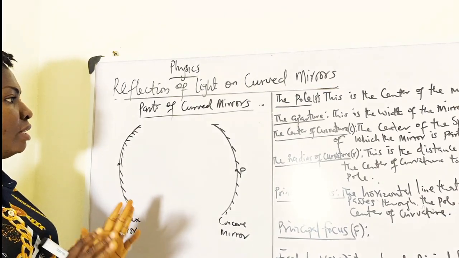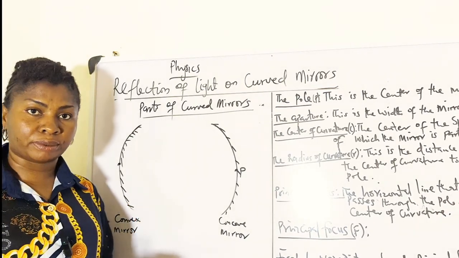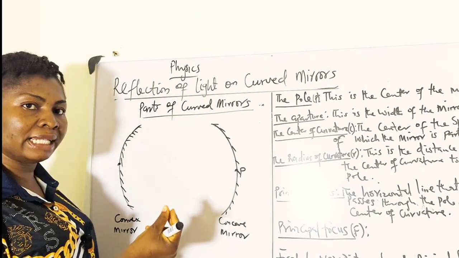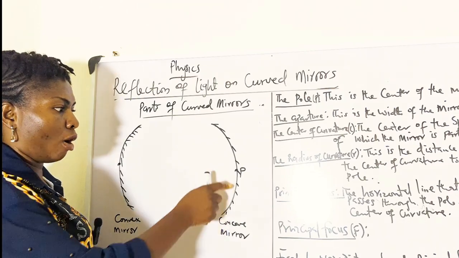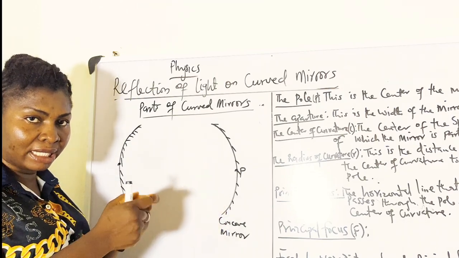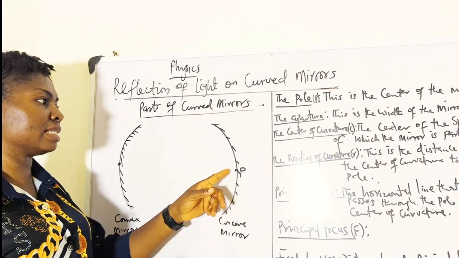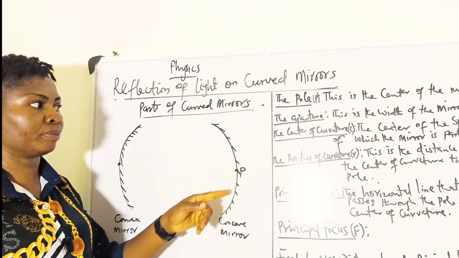The second one we are going to look at is the aperture. The aperture is the thickness or width of the mirror. How thick the mirror is, that is its aperture.